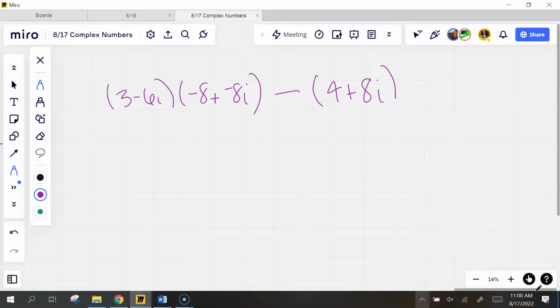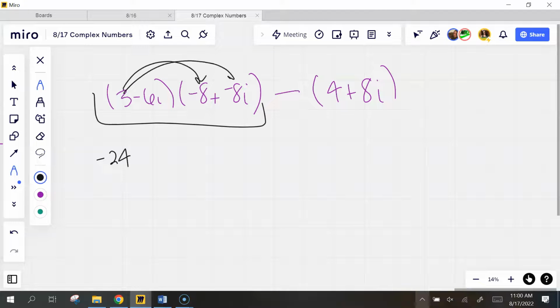Lots of 8s here. Okay, order of operations takes over here, yes? I've got multiplication and I've got subtraction. What comes first? Multiplication. I'm going to multiply the two complex numbers first, which is a FOIL type problem, right? 3 times negative 8, negative 24. 3 times negative 8i, negative 6i times negative 8, and negative 6i times negative 8i.